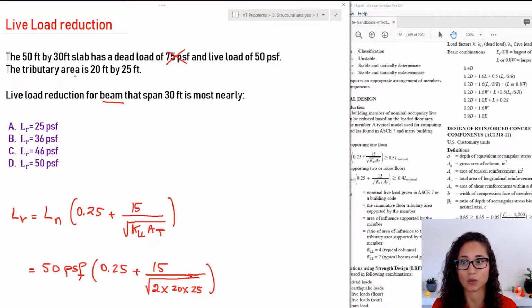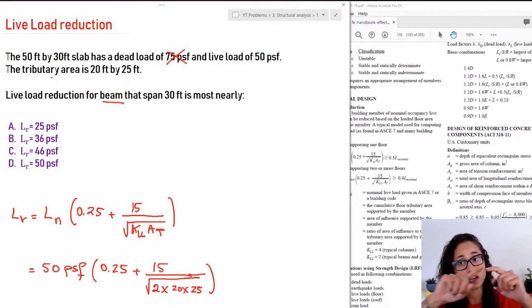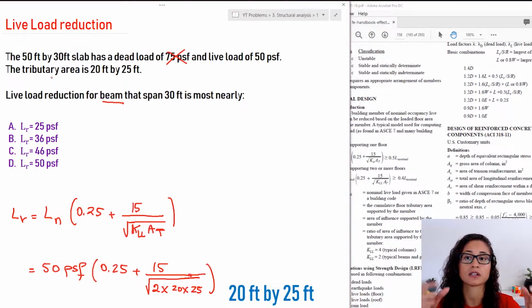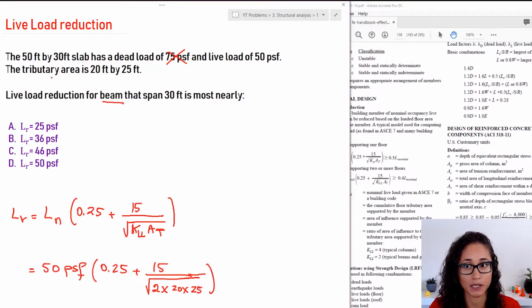Again, let me explain that real quick. The slab was given as 50 by 30 feet. That's the area for the whole slab. But the beam is only carrying 20 feet by 25 feet. That's how much load is going to that beam. So that's the tributary area. And that's it. Just plug in your numbers, and we're going to get about 36 PSF. So the answer is going to be B, but we're not done yet.